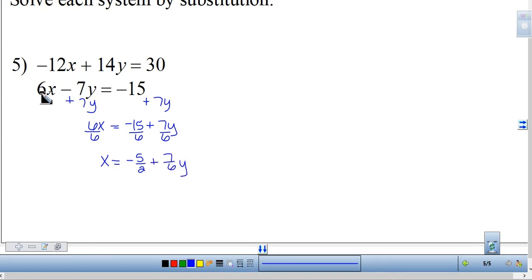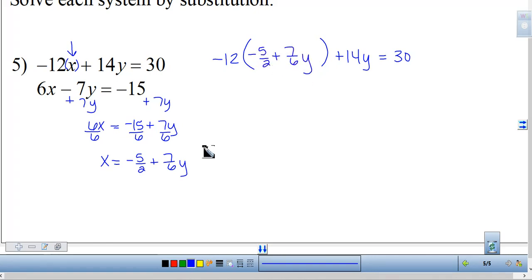So now that I've solved equation 2 for x, I will plug my answer into equation 1 for x. Make sure you use parentheses. -12, parentheses, and then I have plus 14y equal to 30. So I'll put all of this into my parentheses. -5/2 plus 7/6y. Now I'm going to distribute.